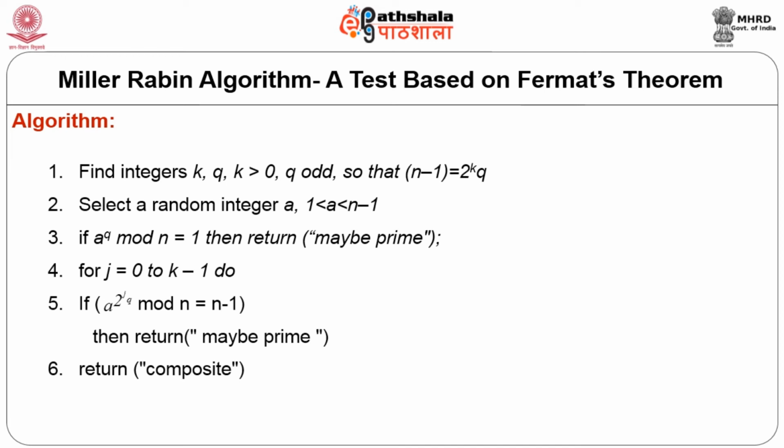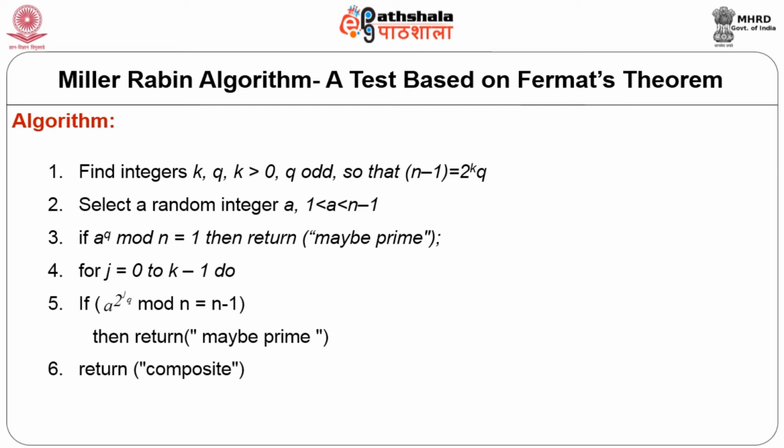If that third step fails, we go ahead with the fourth step, for j equal to 0 to k minus 1. You know the value of k, we defined it in the first step. You need to repeat the steps from 0 to k minus 1. This time check the condition a raised to 2 raised to j into q mod n. If it gives n minus 1, then again we announce that the number may be prime. If neither the condition in step 3 nor the conditions in steps 4 and 5 are satisfied, we return that the number is composite.